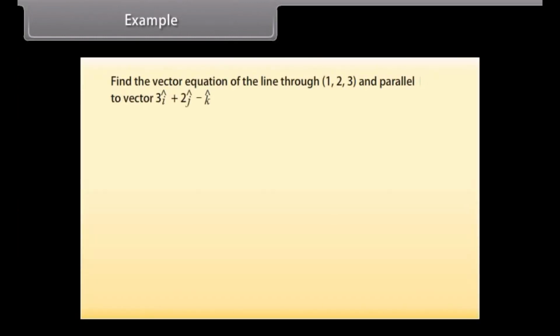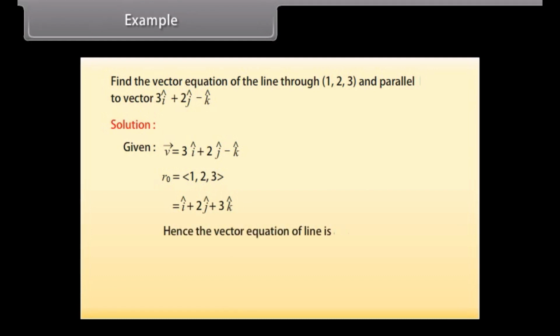Example. Find the vector equation of the line through (1, 2, 3) and parallel to vector 3i plus 2j minus k. Solution. Given vector v equals 3i plus 2j minus k. The position vector r0 of (1, 2, 3) equals i plus 2j plus 3k.